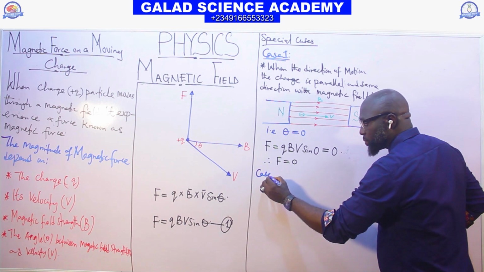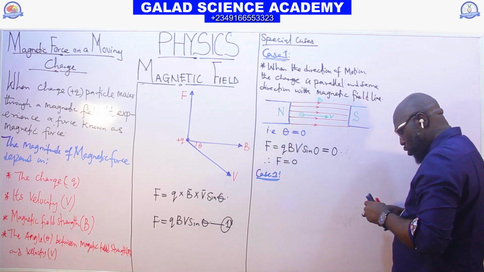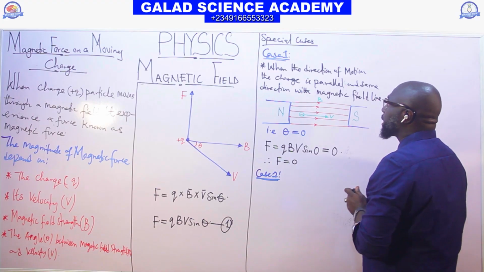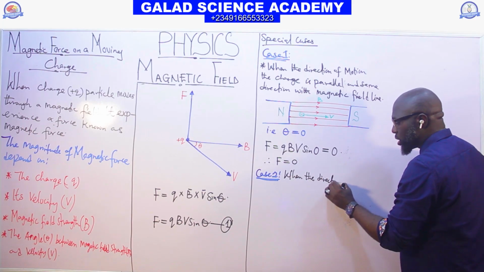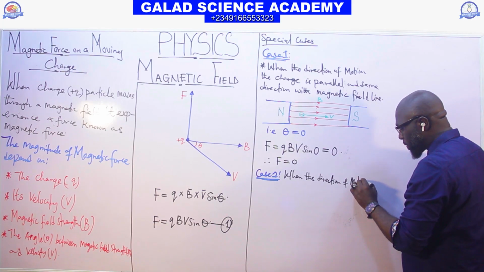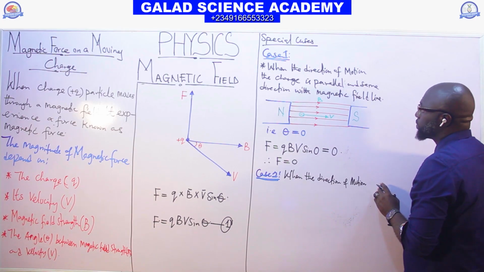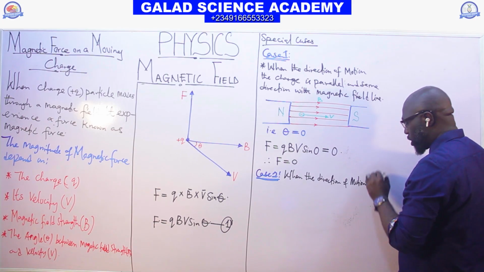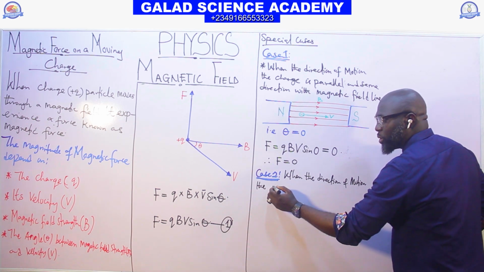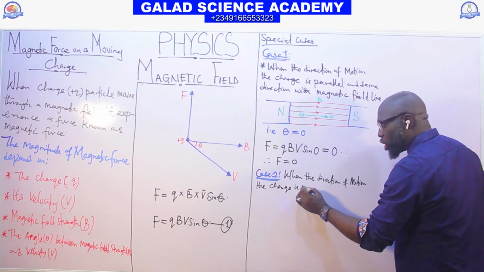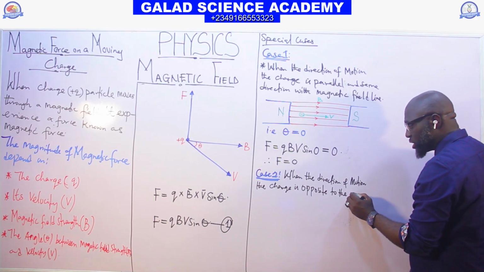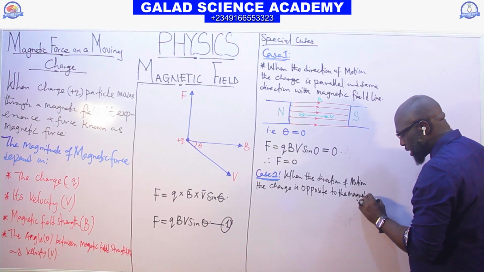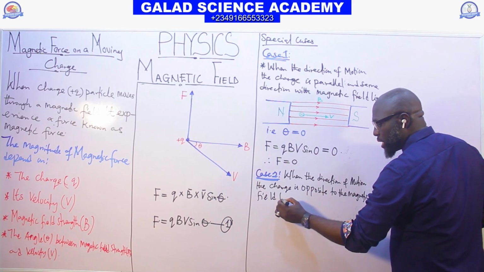Case 2: when the direction of motion of the charge is opposite to the direction of the magnetic field line.